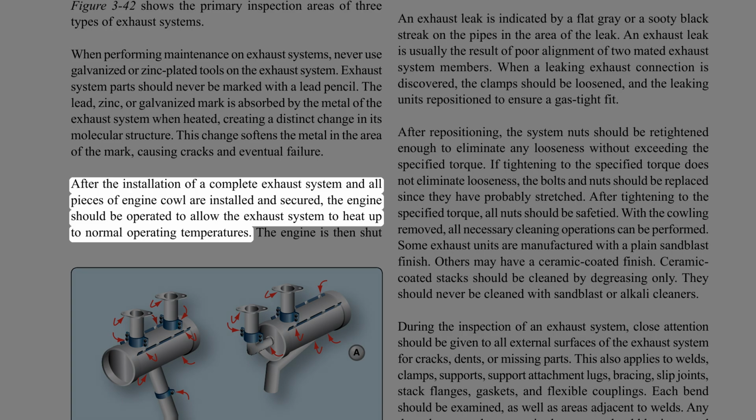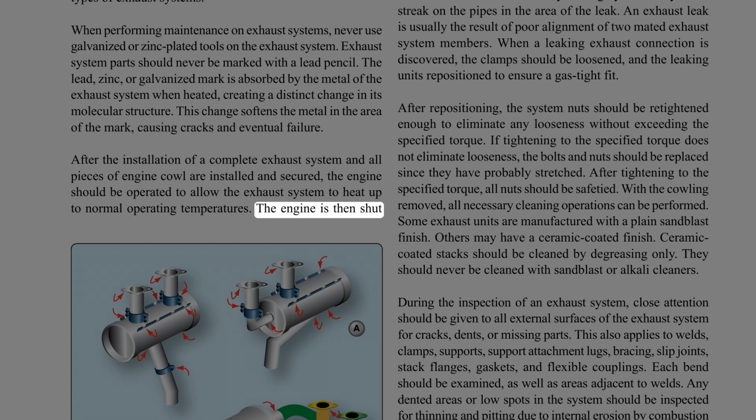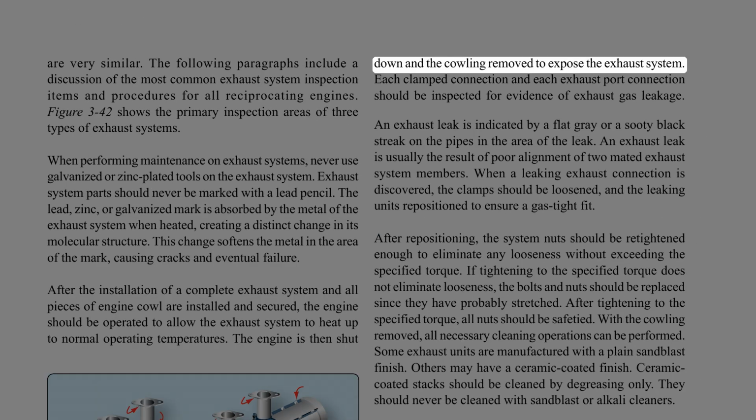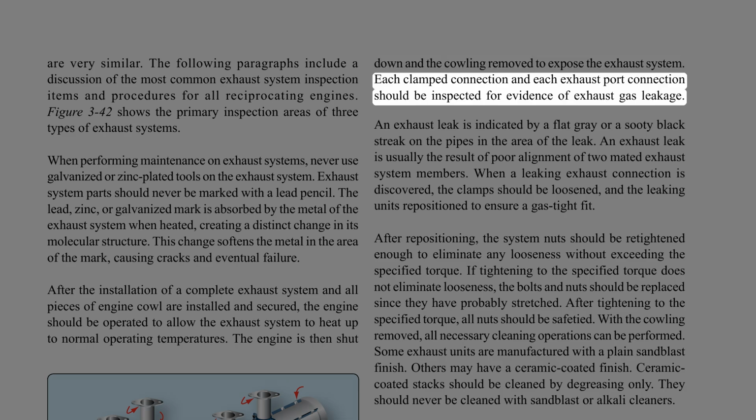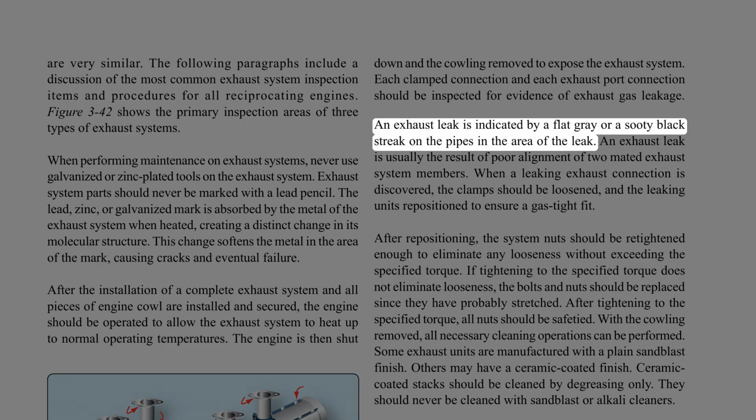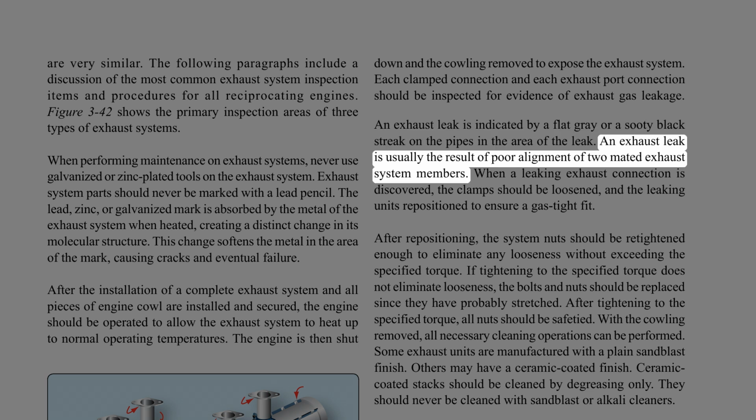After the installation of a complete exhaust system and all pieces of engine cowl are installed and secured, the engine should be operated to allow the exhaust system to heat up to normal operating temperatures. The engine is then shut down and the cowling removed to expose the exhaust system. Each clamp connection and each exhaust port connection should be inspected for evidence of exhaust gas leakage. An exhaust leak is indicated by a flat gray or a sooty black streak on the pipes in the area of the leak. An exhaust leak is usually the result of poor alignment of 2 mated exhaust system members.